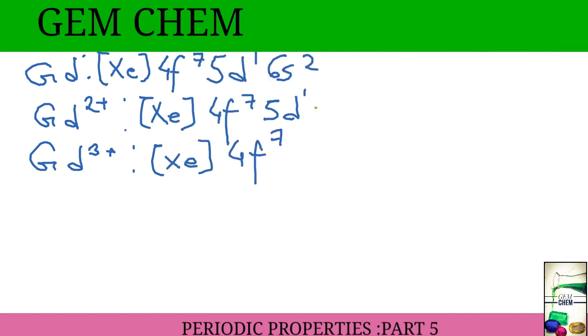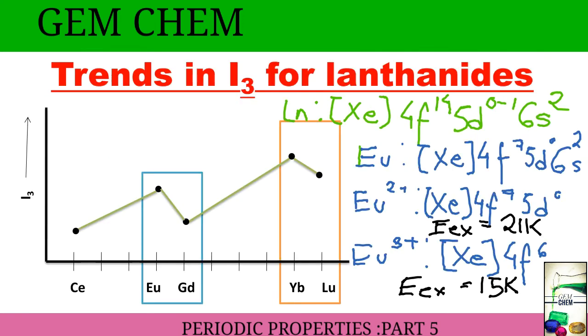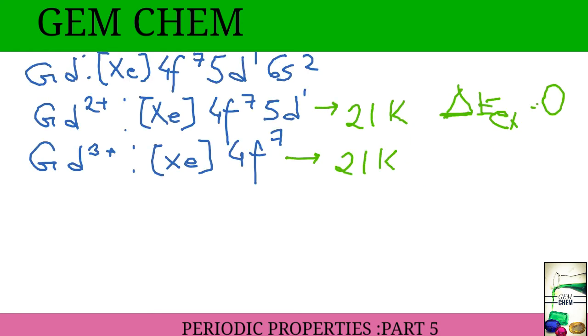The exchange energy for this one is near about 21K, and for this also it is 21K. So there is no net change in exchange energy, it is equal to 0. And for this one there is a change from 21 to 15, so there is a change of 6K. So this is the reason why the anomaly occurs. Similarly for ytterbium and lutetium, if we write the configuration only, we can understand.